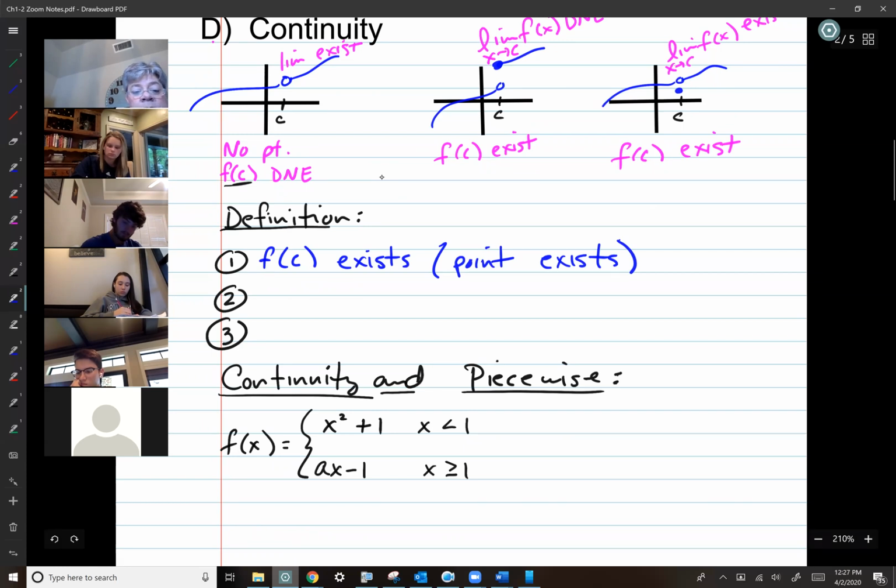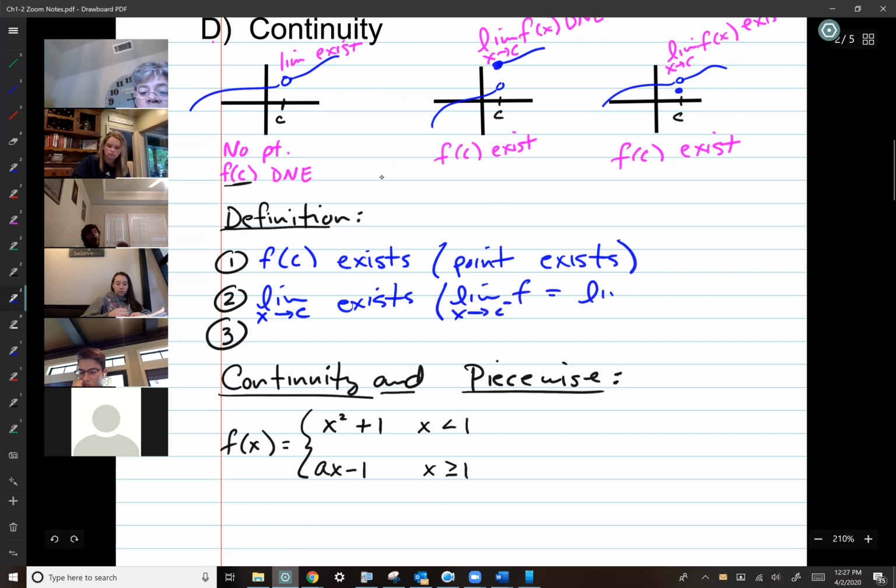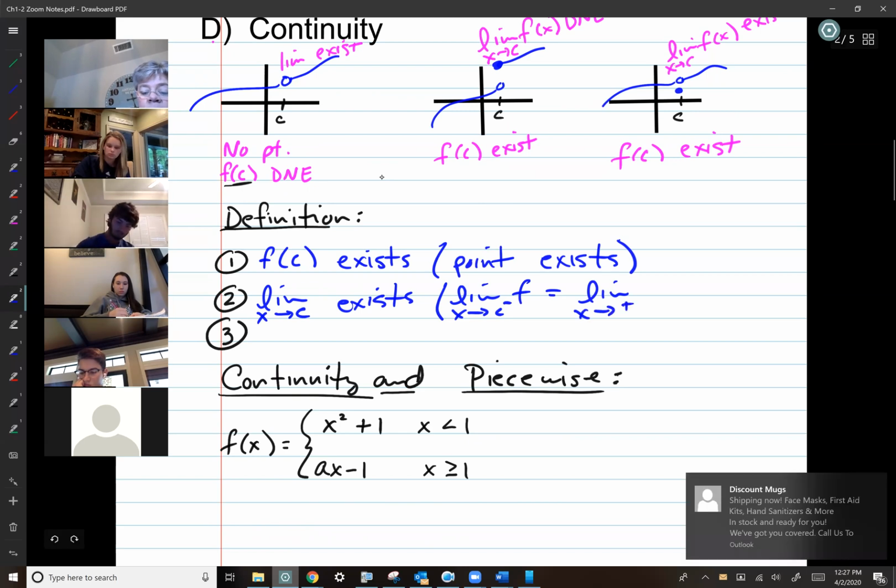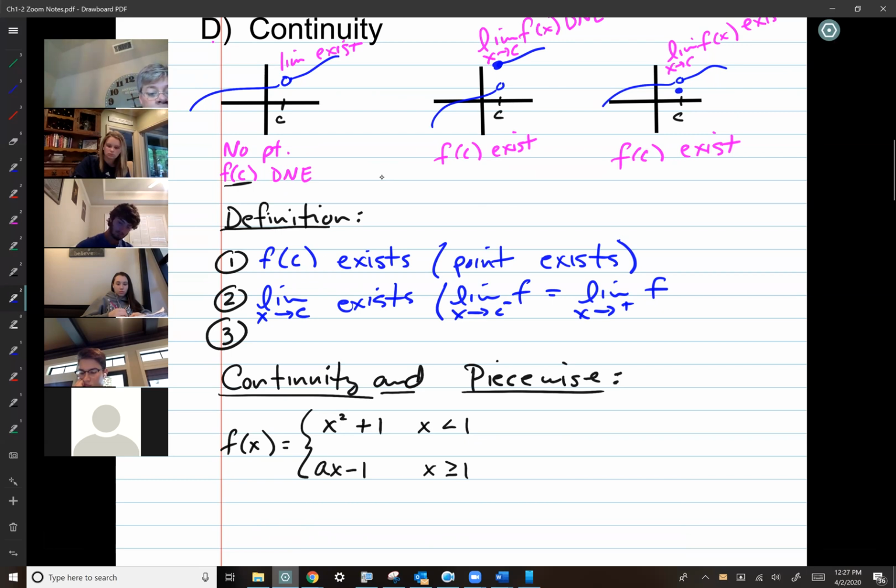The second thing is that you have to show that the limit exists. When we say the limit exists, we're saying the limit coming from the left equals the limit coming from the right. And then finally, number 3, the limit has to equal the point.